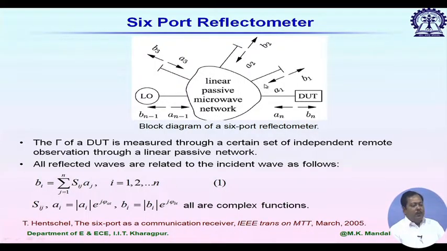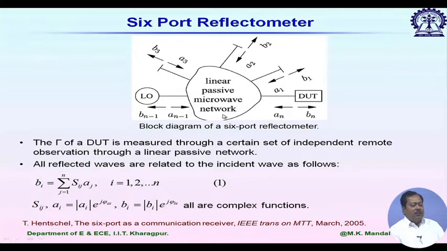We have ports from 1 to N. The Nth port we are using for the device under test, mainly for measurement of S11. The local oscillator is connected to port N-1. Now, the whole 6-port network consists of simply passive microwave networks. So, that is its great advantage.